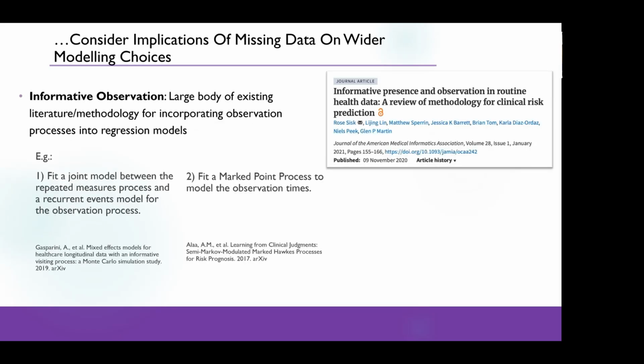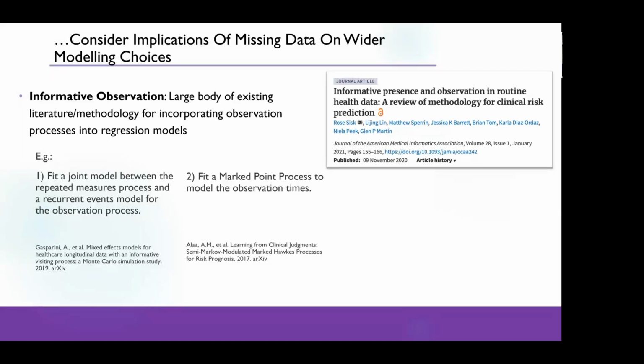Related to this idea of what to do at development, I want to consider some wider implications of handling missing data at the development stage. The first of which links back to that ICU example I gave at the start of the talk about informative observation. If you're in this process of modeling where the very presence of somebody's data is predictive of outcome, then there are a range of techniques that you can use to look at that.